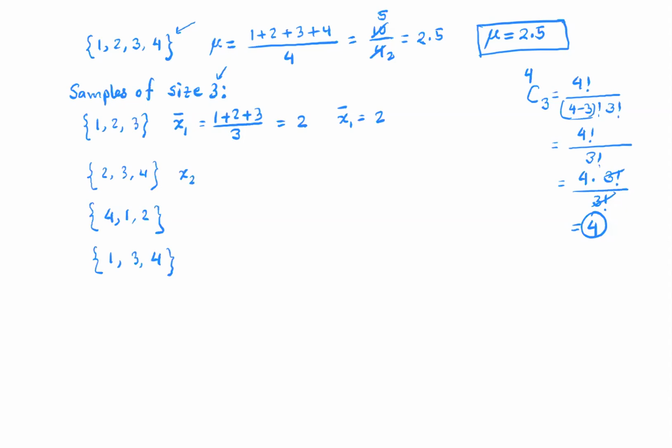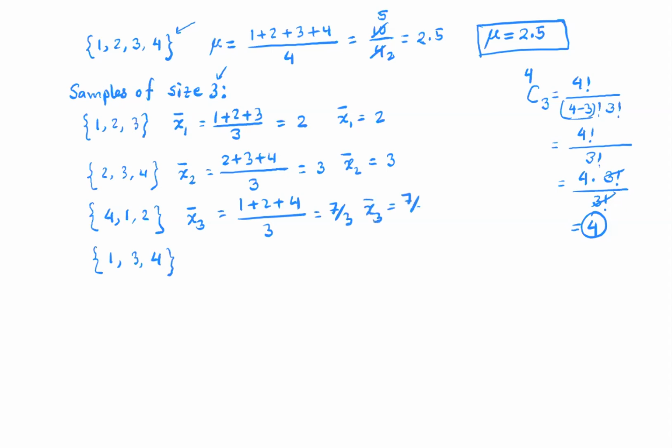x2 bar is going to be 2 plus 3 plus 4, all of it divided by 3, which is equal to 3. So x2 bar is going to be 3. Similarly, x3 bar is going to be 1 plus 2 plus 4 divided by 3. So it's going to be 7 over 3. x3 bar is equal to 7 over 3.